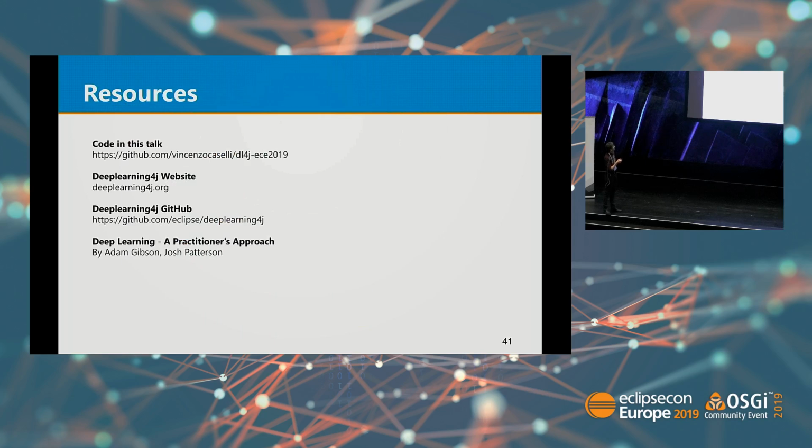So here are resources that can be used by you. For example, here you can find the code used in this talk with all the details, because the slides were not complete with all the lines of code. And here you have the website of Deeplearning4j and the GitHub. And here is a very good book about deep learning by Adam Gibson, who is here, and John Patterson.